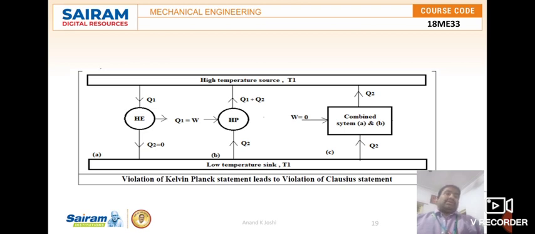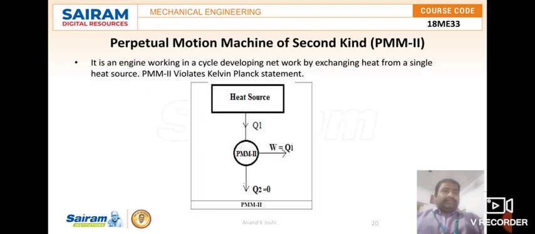Please go through this concept, it is very important. Once you understand the second law of thermodynamics, we have to take these two statements together and prove that both are in the same sense, and explain it like that. I hope you understood this concept.